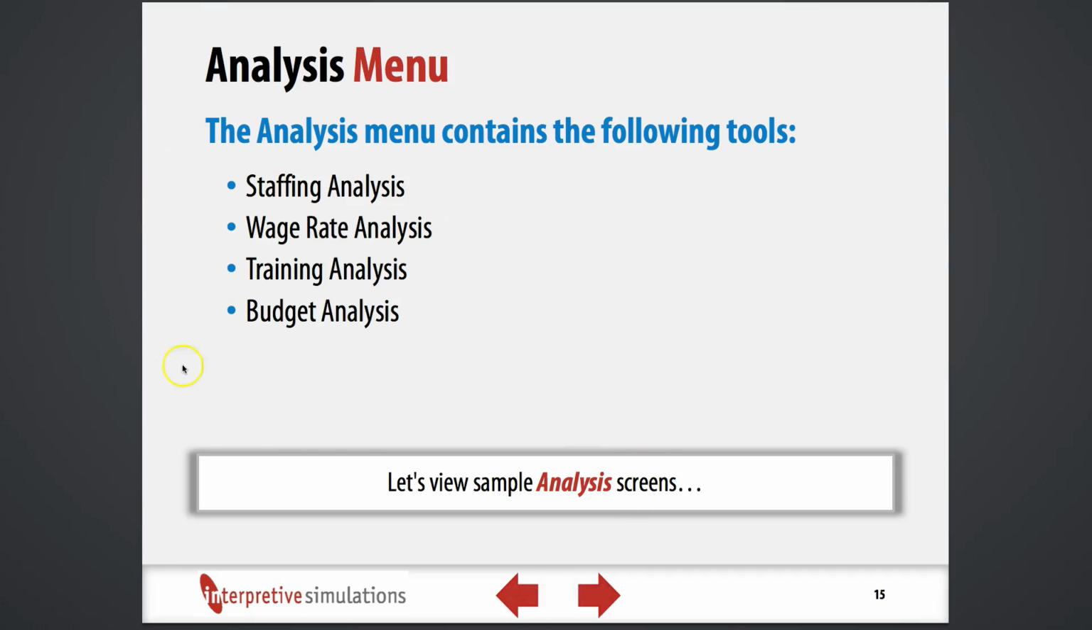All right. Analysis, right? Once you make your decisions, before you advance, it's really important you go into your analysis menu and you do your staffing analysis, your wage rate analysis, your training analysis, and your budget analysis. This way you make sure you're hiring the right amount of people, you're not overpaying or underpaying people, addressing whatever training issues you have, and your budget analysis is that you're within budget.